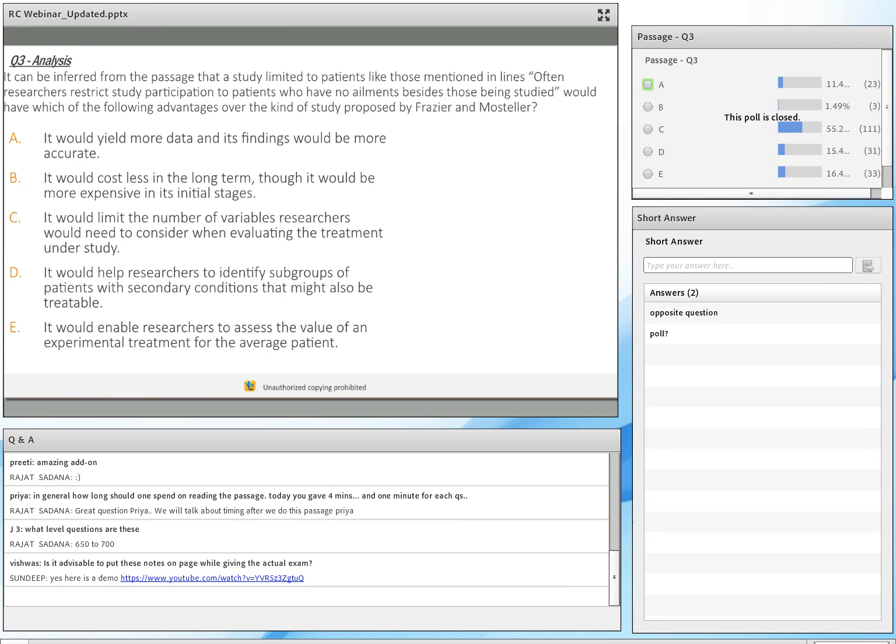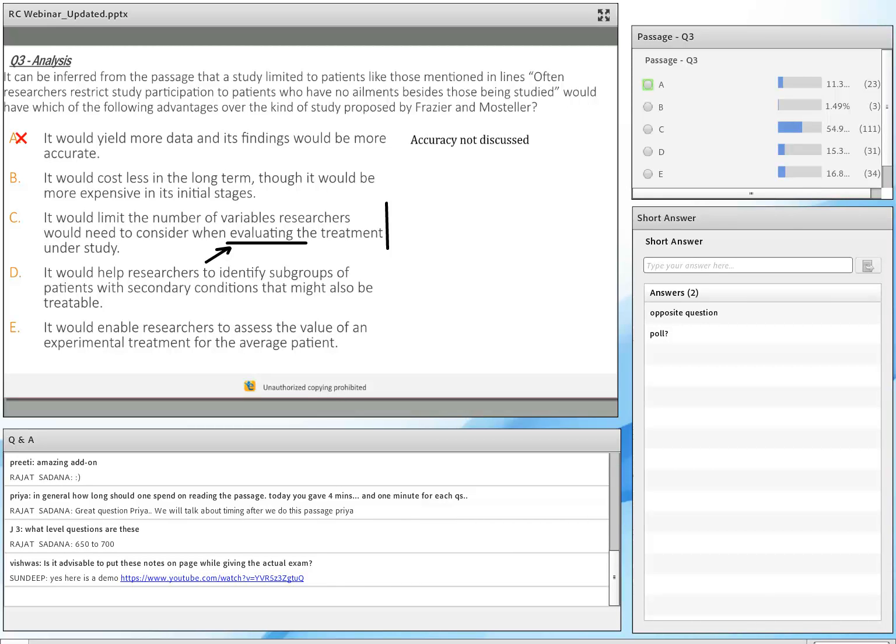Here are the broadcast results. 55% of you actually chose choice C, which is the correct answer. That would limit the number of variables researchers would need to consider when evaluating the treatment under study. The key point here is evaluating the efficacy of the treatment under study. And yes, that's there. Why? Because if you just have patients who are suffering from that particular condition, then you won't have to evaluate the various kinds of patients.